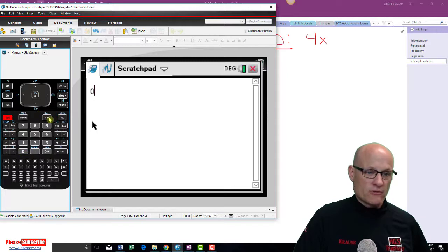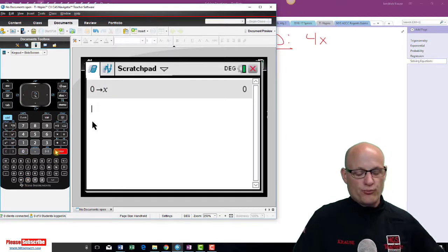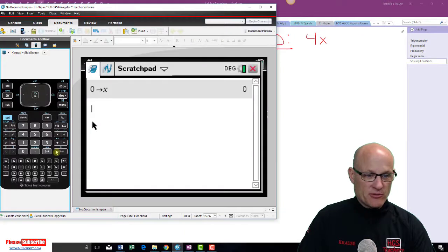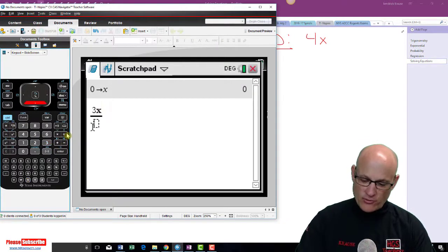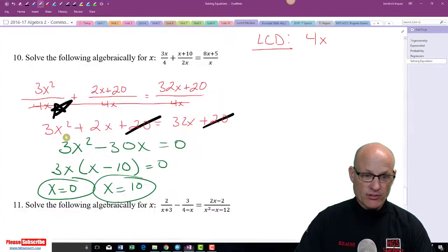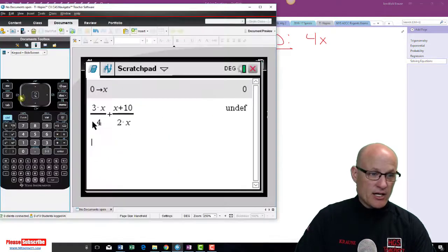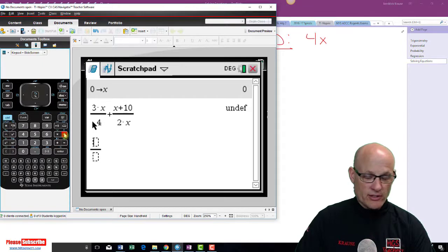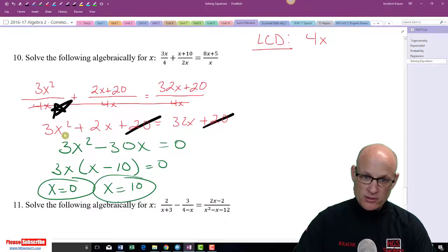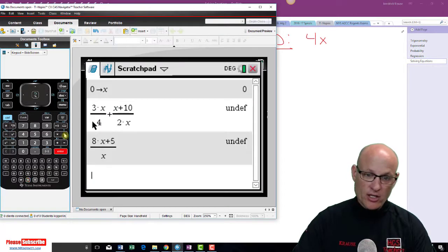0, control var x. Now, most of you are smart enough to realize we're going to have an issue. So control division 3x over 4 plus control division x plus 10 over 2x. Press enter, you get undefined. And then on the other side, I'm going to get, always the same kid that's going to do this, they don't listen to me, plus 5 over x. And you get undefined.